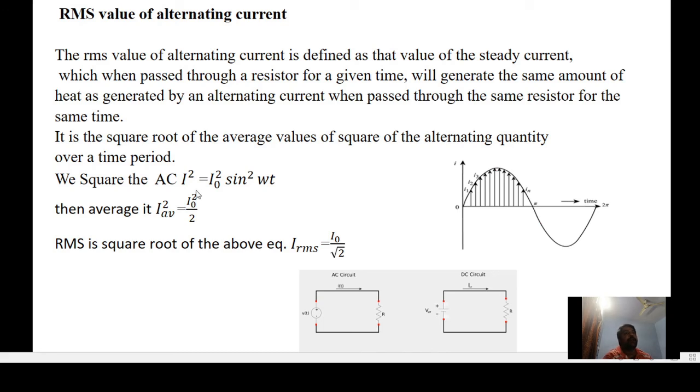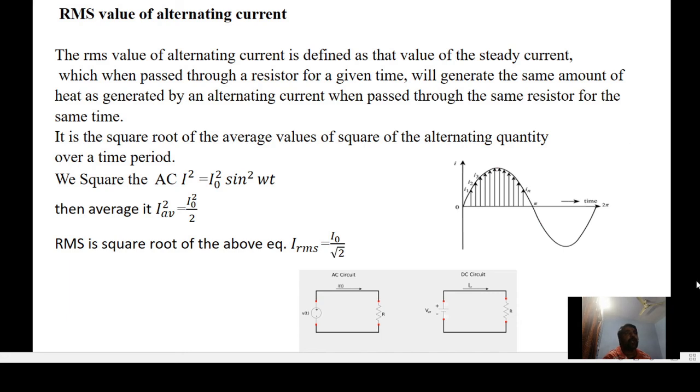We know that the alternating current is represented by the equation I is equal to I naught sin omega t. When we square the AC, it becomes I square equals I naught square sin square omega t. Then average it, and it becomes I square average is equal to I naught square by 2. Now take the square root of the above equation. It gives the RMS value of AC, that is I RMS is equal to I naught by root 2.